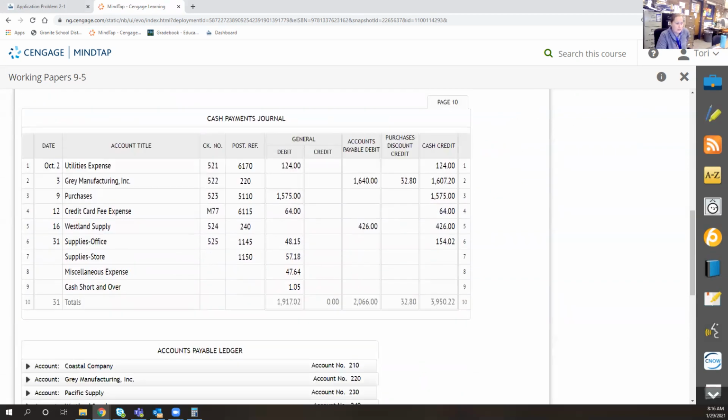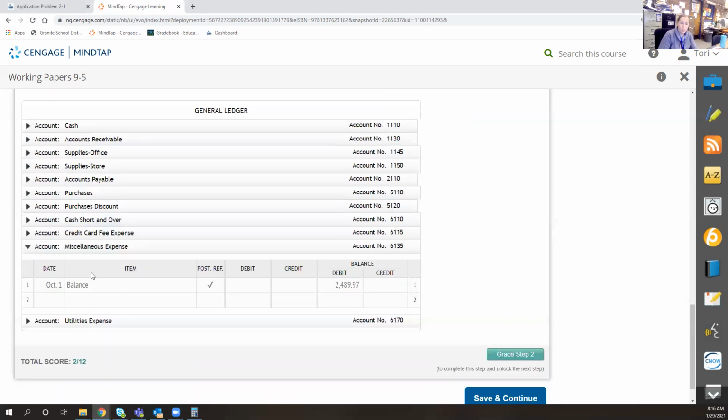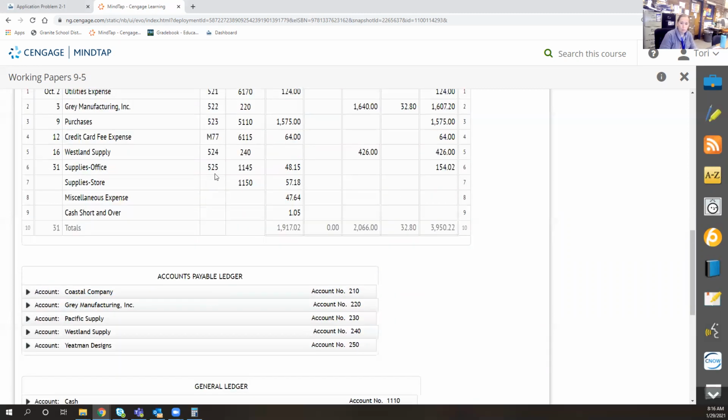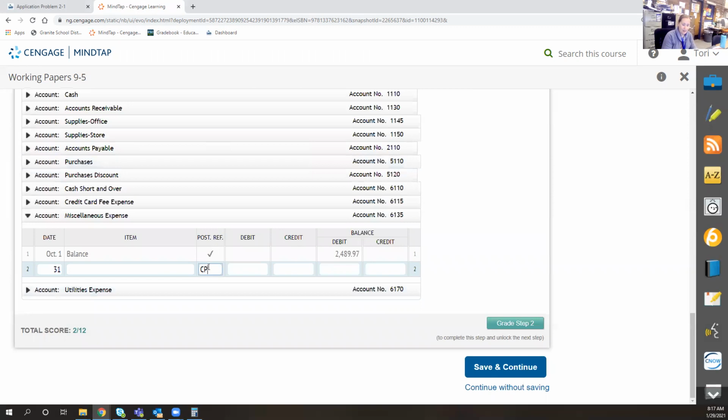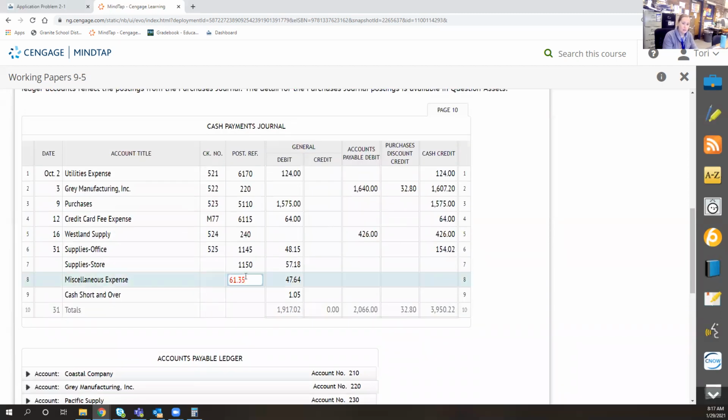The next one is miscellaneous. So we need to come down here, close that one. We'll open up our miscellaneous, 31st, CP10. And we are going to put in the amount, which was $47.64. We have a debit and a debit. We add those together. And post reference 6135. Oh, 1130. Oh, 6135. There we go.